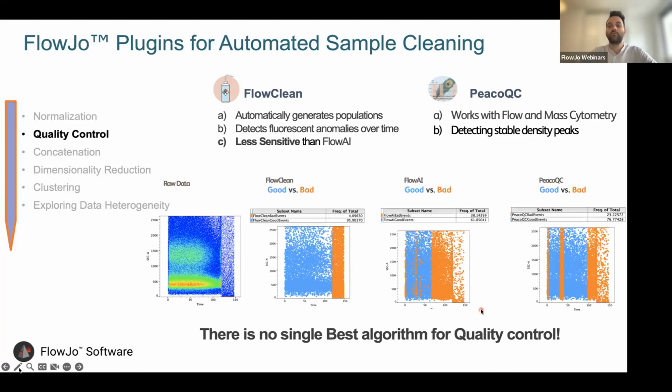So we might choose one or the other algorithm based on whether we cannot afford having a lot of events removed. Then we would use Flow Clean in that case, if we study rare populations and so forth. But if we want to make sure that we remove all of the unstable events, even at the cost of losing our rare population, then we would use Flow AI.